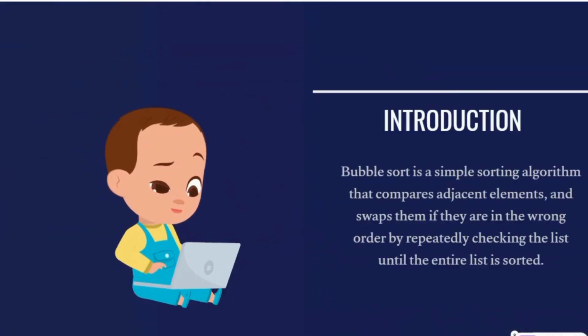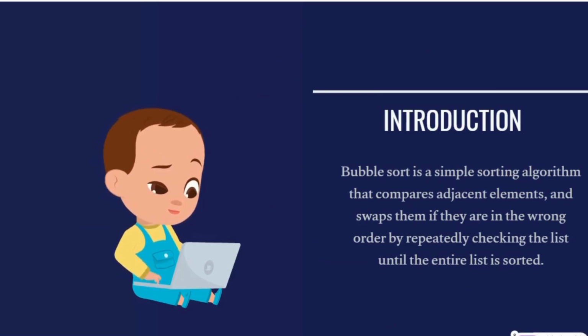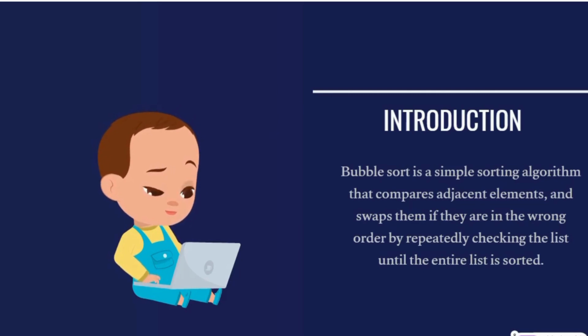Bubble sort is a straightforward algorithm used for sorting a list of elements. It repeatedly goes through the list, compares adjacent items, and swaps them if they are out of order.